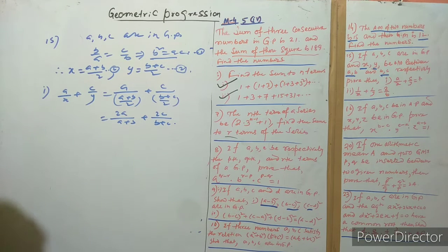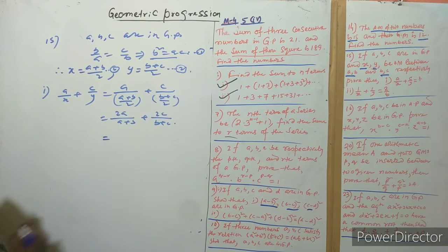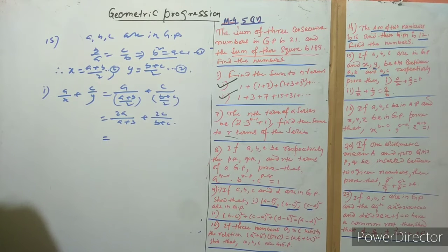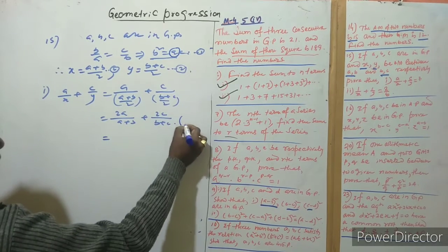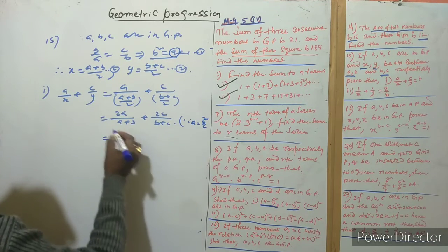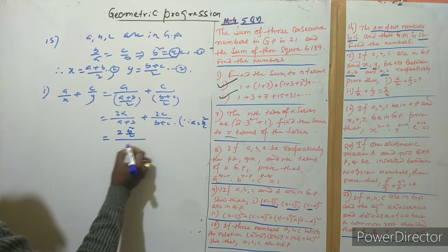Actually this term is simplified with the help of the first equation, that is B square equals AC. But here we can't find B directly, that would be root over AC. So there is some problem. Now we have to eliminate either C or A. So now find A. Since A equals B square by C, in place of A we can write B square by C.